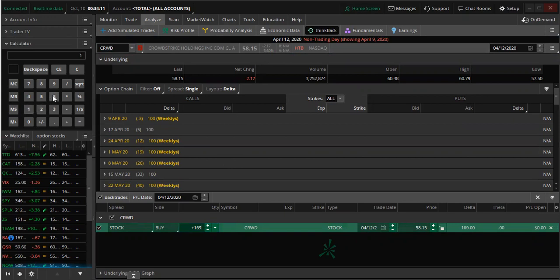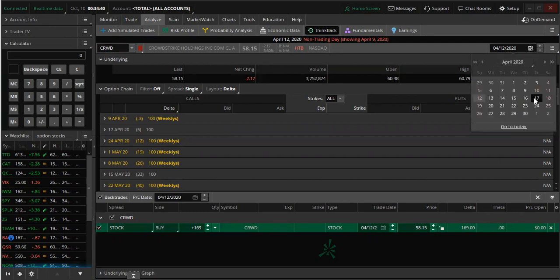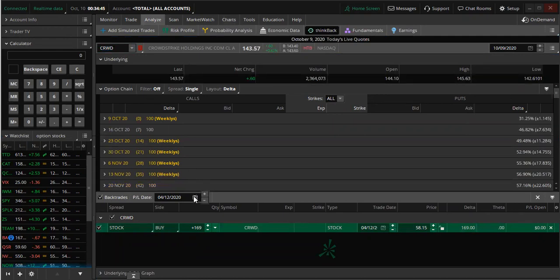Now if we multiply 169 times, I'm going to round this 58.15 to 59. That would give you 9,971. Now what I'm doing down here is I'm simulating a trade if we would have had 169 shares. It would have added up to $9,971. Let's look at how much we would have had today if we would have held that stock.